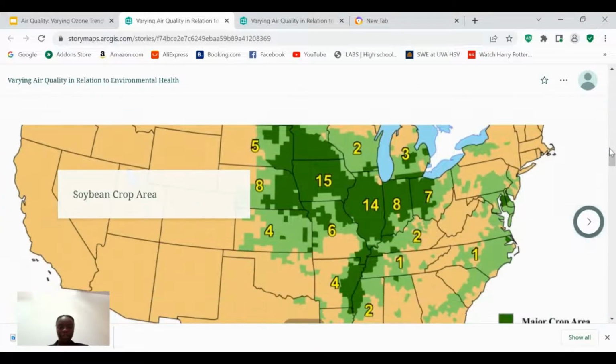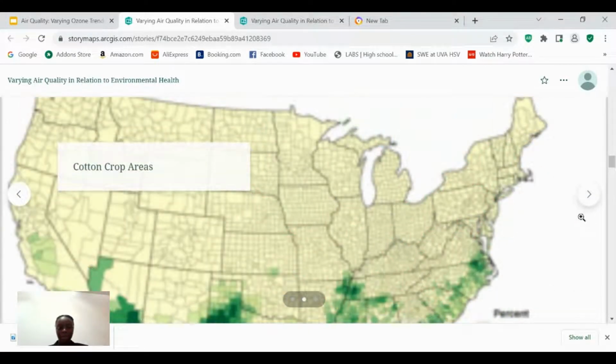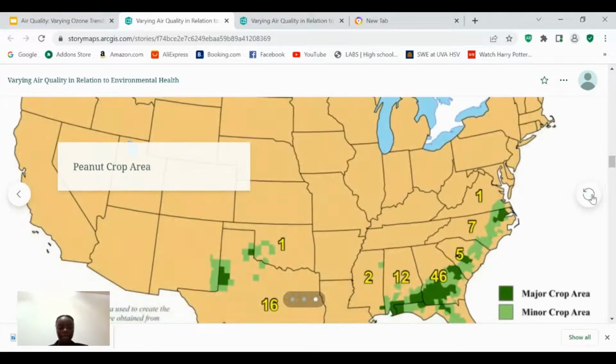And here are the agricultural areas. So, I looked into three main crops: soybeans, cotton, and peanuts. So here's the soybean crop area, which is mostly found throughout the middle parts of the United States, as well as some parts in the South and East Coast. We have cotton crop areas, which is spread out throughout the southern half of the US, and peanut crop areas, which is between the south central and southeastern parts of the US.